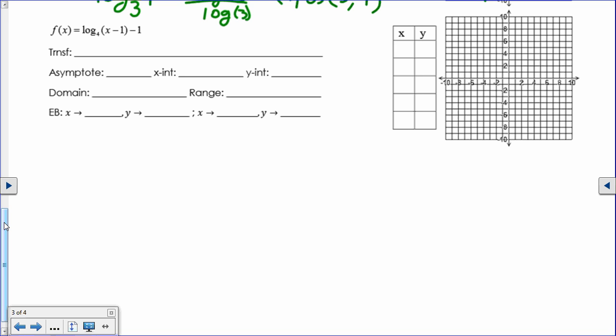Alright, who can tell me how they started it? Who can start the process off for us? Alright, so you have right one, down one. Oh, you have to draw the arrow to the asymptote.